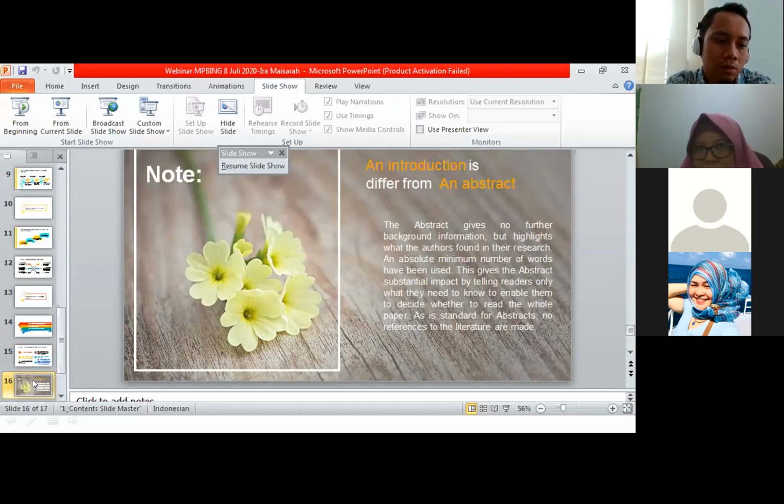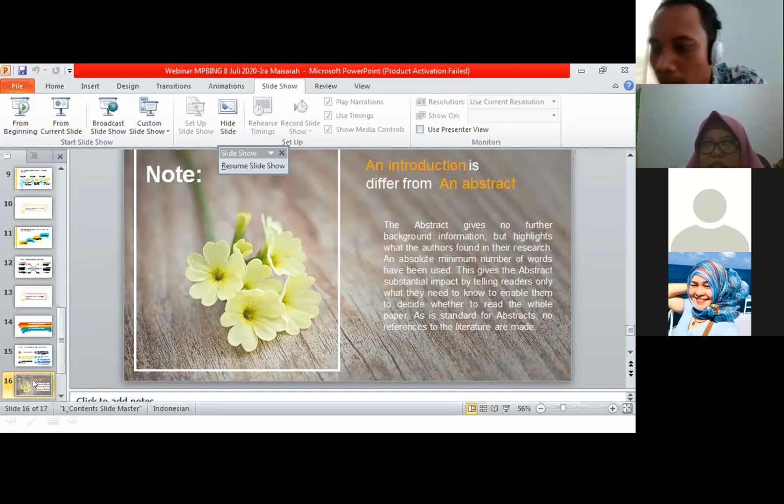In an abstract, we are not going to discuss deeply the problems of the research, and there is no statement from the author's literature review. But in the introduction, we have to give more description about the topic, the reasons, and the novelty of our research, and it can also be supported by theory from experts or from previous studies by previous researchers, to show that it is very important to be researched.